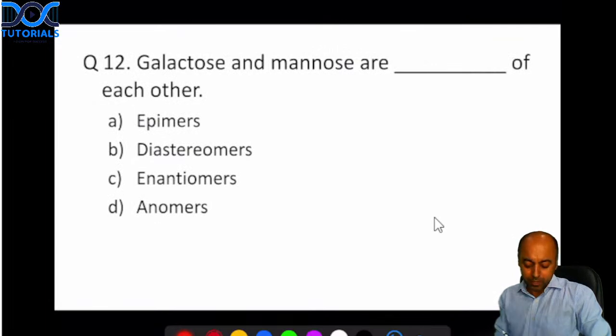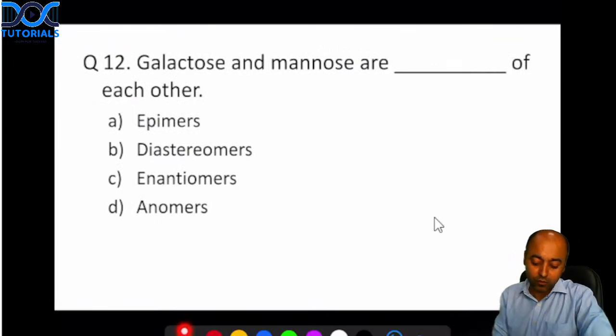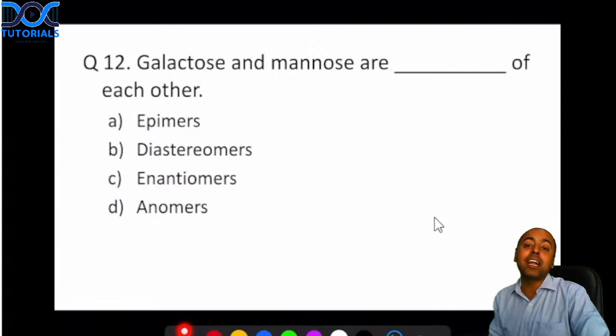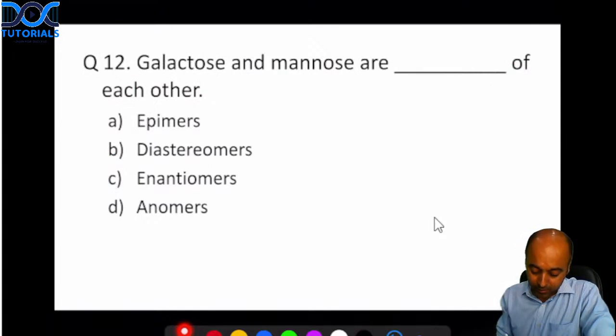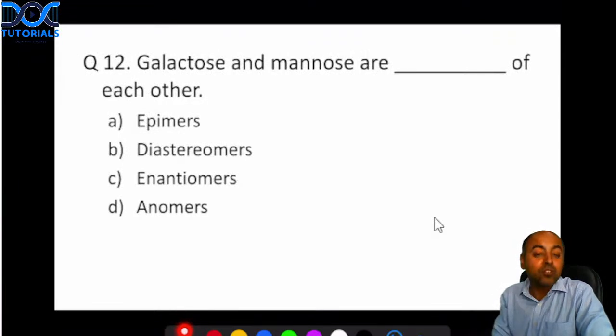Then we have, very commonly, a question on isomerism. Here you have the question: galactose and mannose are what type of isomers of each other? Your options are epimer, diastereomer, enantiomer, and anomer. So very quickly I'll show you the different types of isomerism, and then we come back to this question.